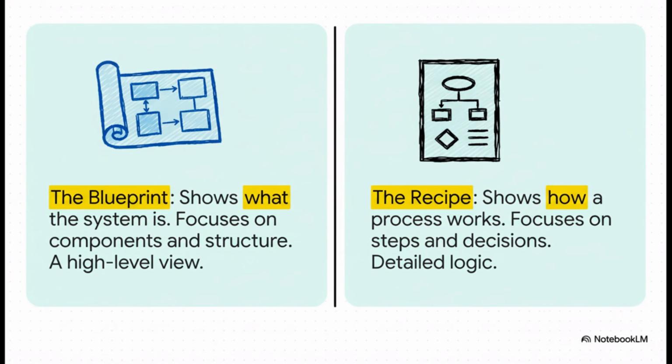Okay, this slide is so important because it clears up something people get mixed up all the time. System diagrams are the blueprint. They show you what the system is made of. They focus on the structure. Flowcharts, on the other hand, which we're about to get into, are the recipe. They show you how a specific process actually works, step by detailed step. Blueprint versus recipe. If you remember one thing, remember that.